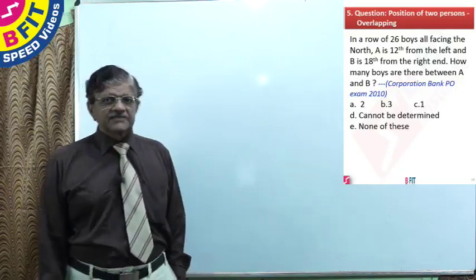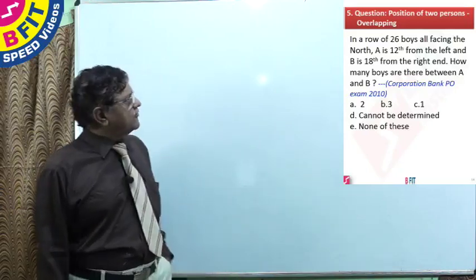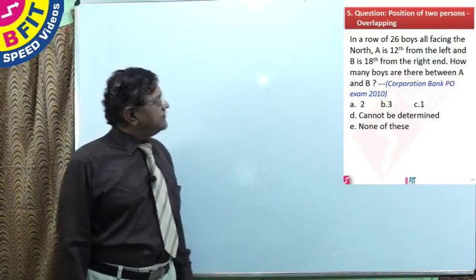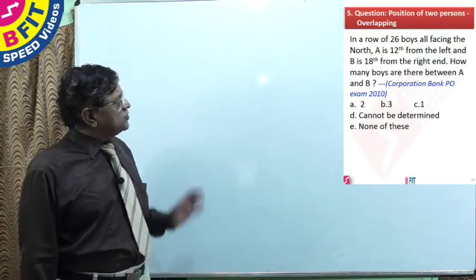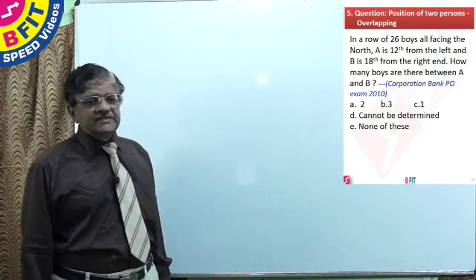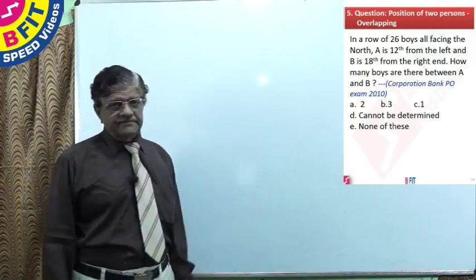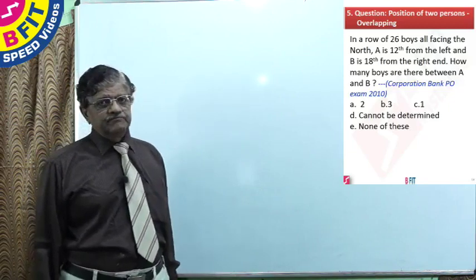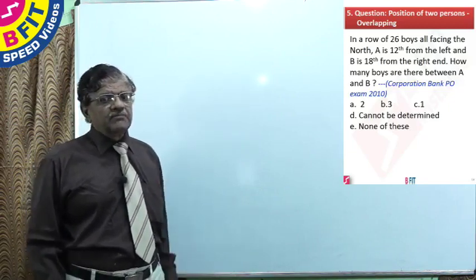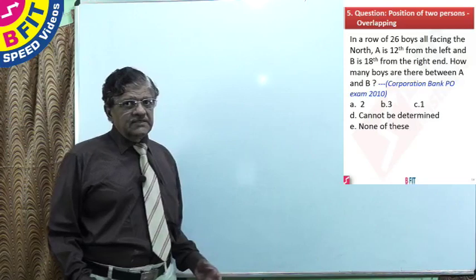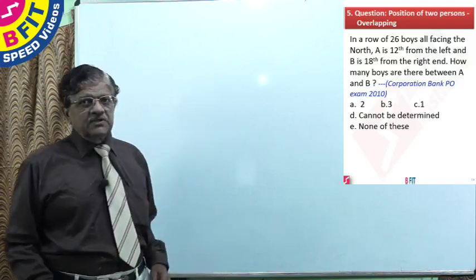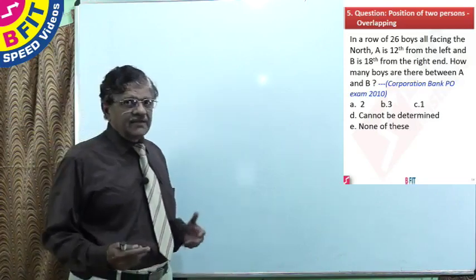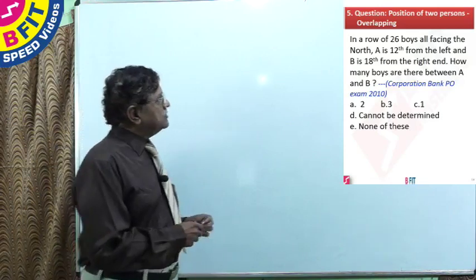Let us see the next question. In a row of 26 boys, all facing the north, A is 12th from the left and B is 18th from the right hand. How many boys are there between A and B? Now this is a problem in which there is overlapping. Now what is overlapping? Very simple. Let us find out.